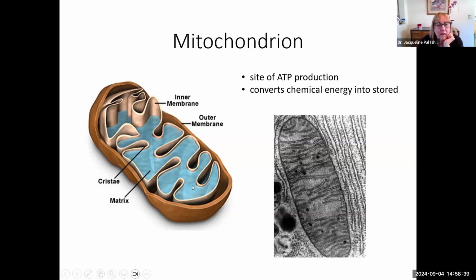And when we look at that inner membrane, it has those infoldings known as the cristae. That's where those proteins were for that electron transport chain. And then it's got the lake in the middle known as the mitochondrial matrix. That's where the linking reaction as well as the Krebs cycle was going to occur.